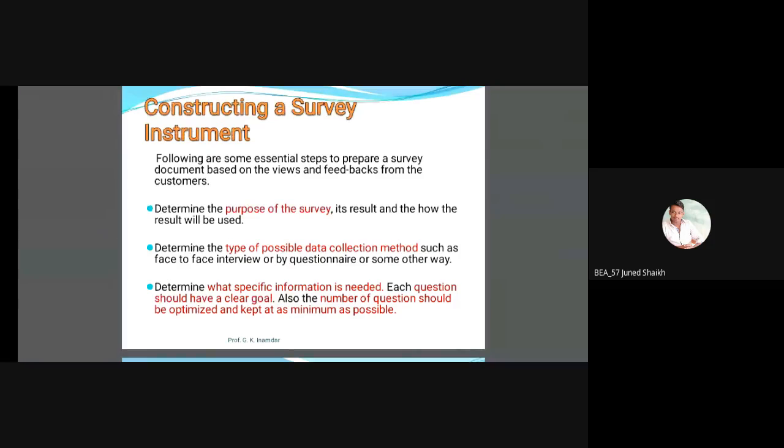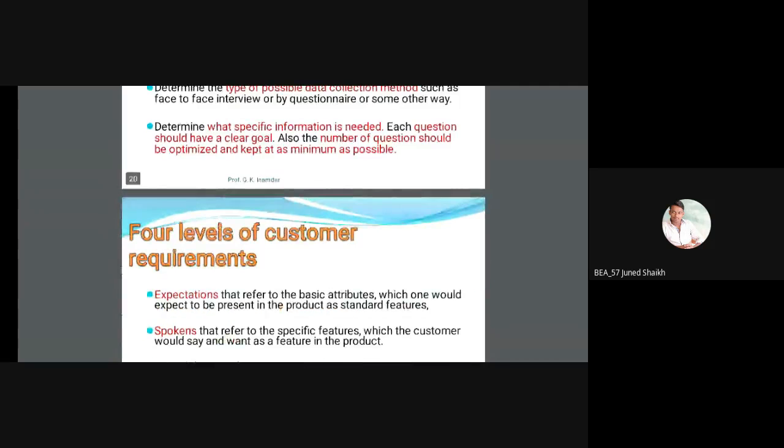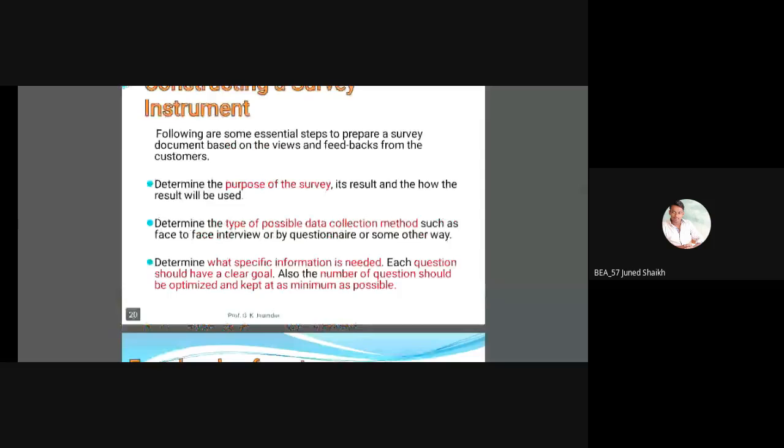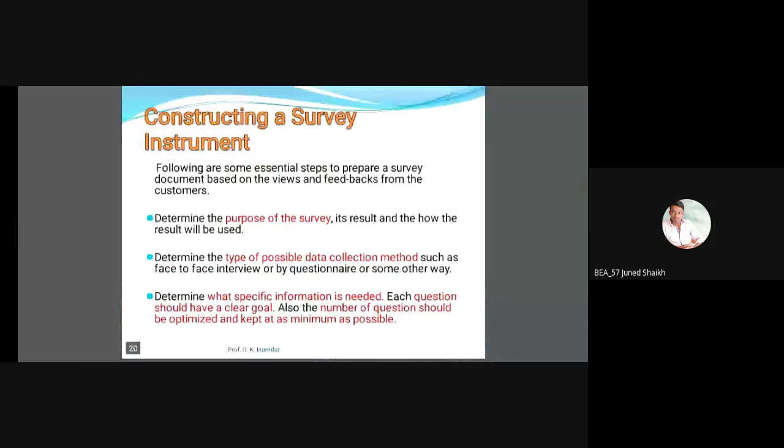Suppose we want to take feedback or a survey of the customers, the people. You can go directly to them with face-to-face discussion and we will get the information. If you want to record it on pen and paper, then you give the questionnaire, and according to that we collect the data. Determine what specific information is needed. Each question should have a clear goal. Also the number of questions should be optimized and kept as minimum as possible. These are some basic requirements of a customer survey. Surveying is also a huge area.